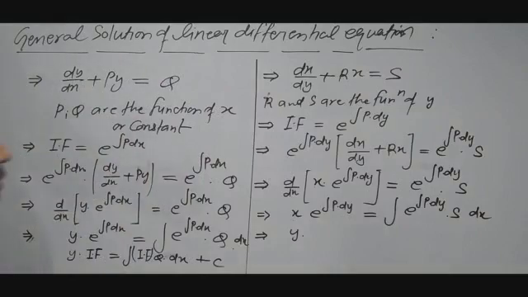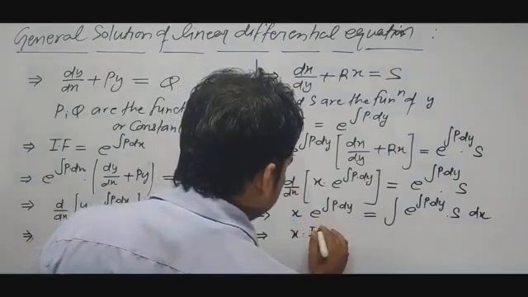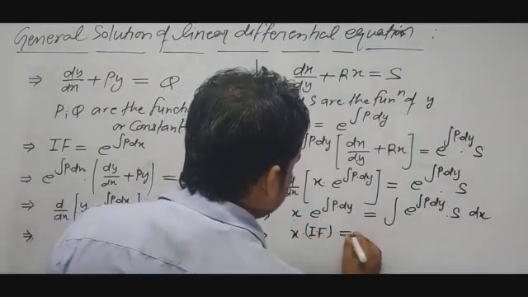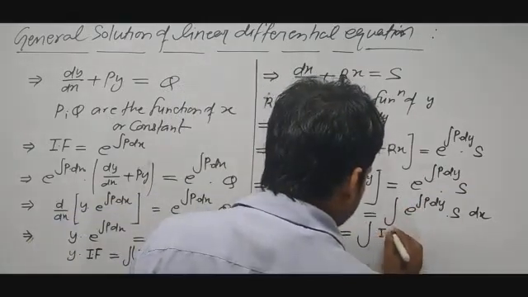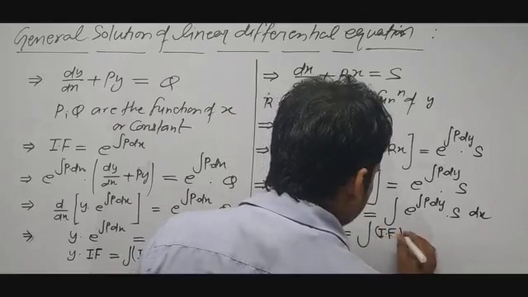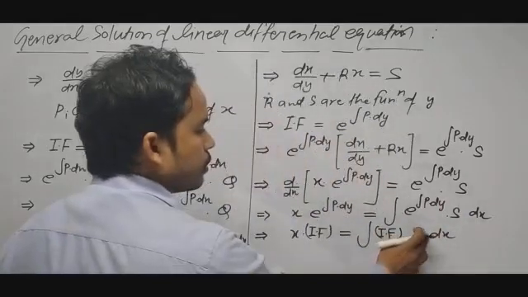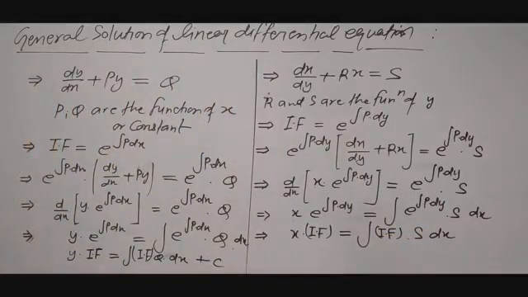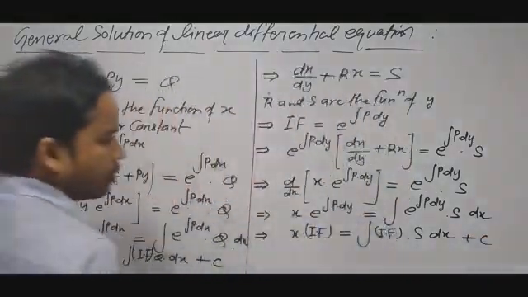So x times, this is the integrating factor for this equation, is equal to integration over, this is integrating factor I into f into s and dx, and after integration, you know, you will add an arbitrary constant.